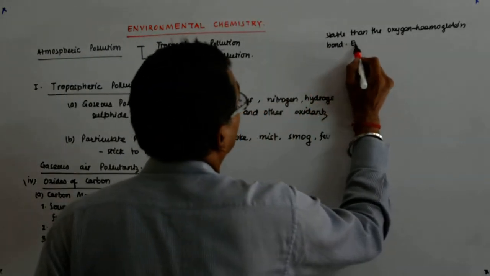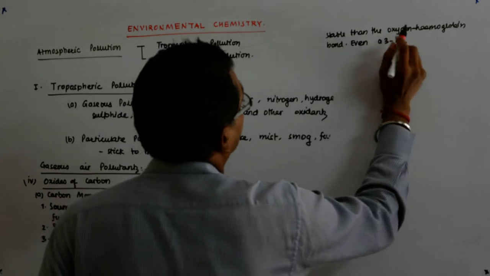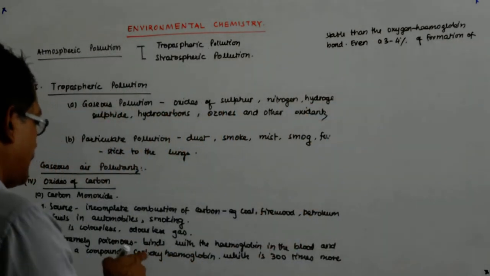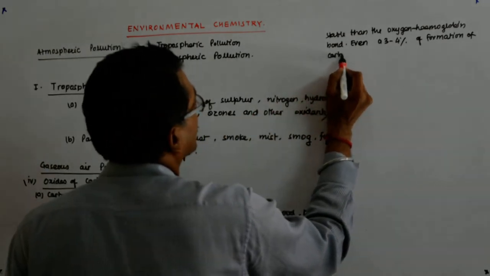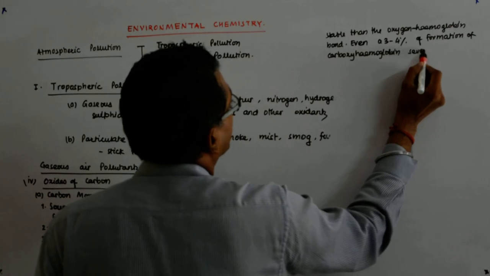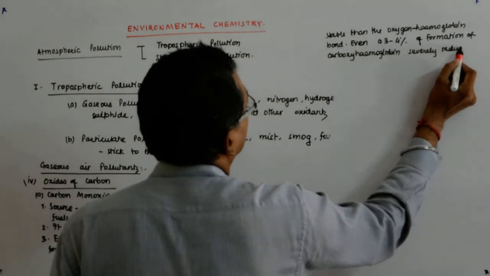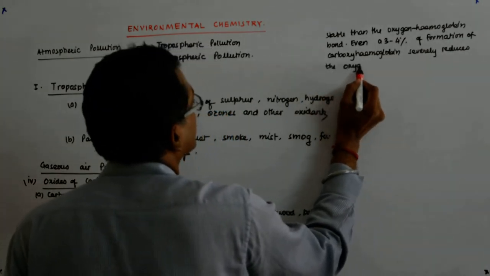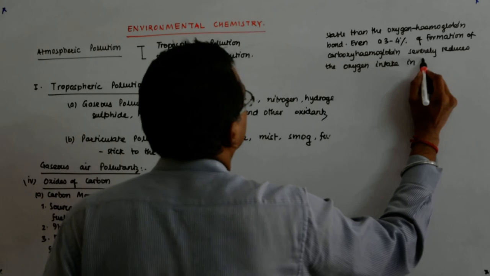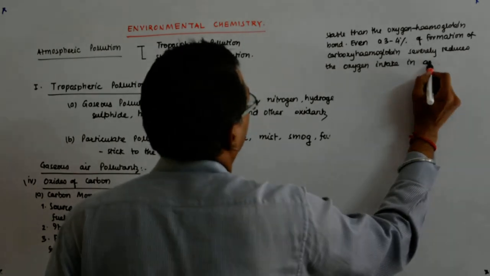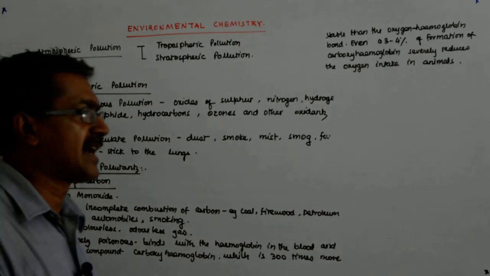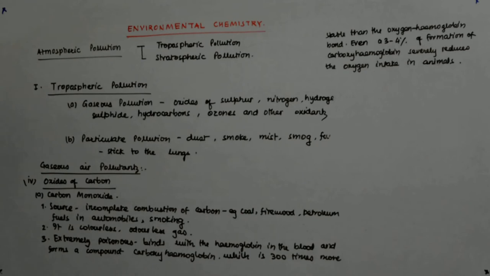Even 3 to 4% formation of this carboxyhemoglobin severely reduces the oxygen intake in animals, specifically human beings. And that might lead to death. It does lead to death.